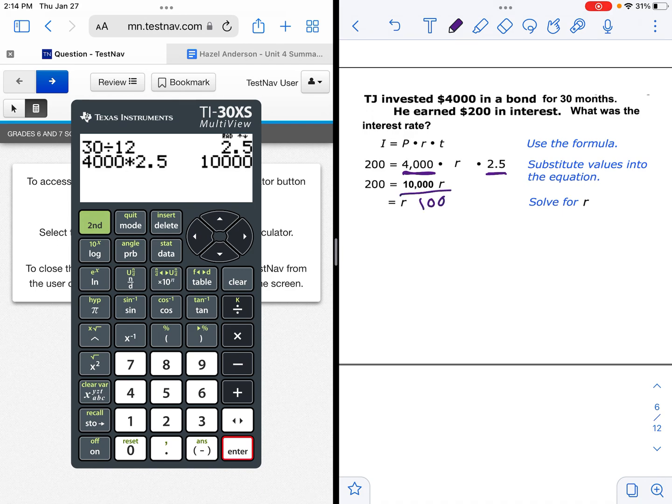Now I'm going to divide both sides by 10,000. Obviously, I'm going to get a decimal if I take 200 and divide it by 10,000. So my rate is 0.02. That's a strange way to look at a rate. We want to make it a percentage, so I'm just going to multiply it by 100, which is the same thing as moving the decimal 2 times. So it's actually 2%.